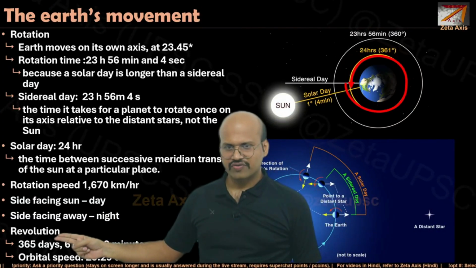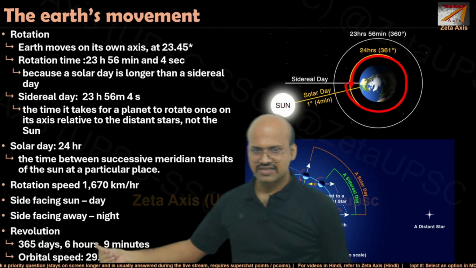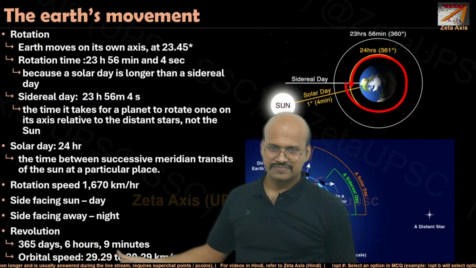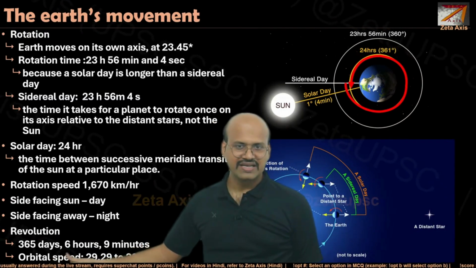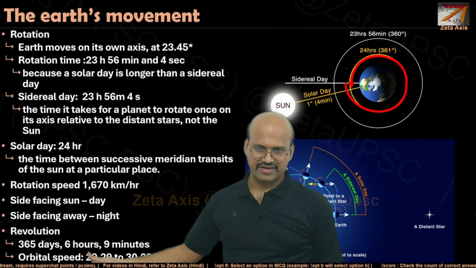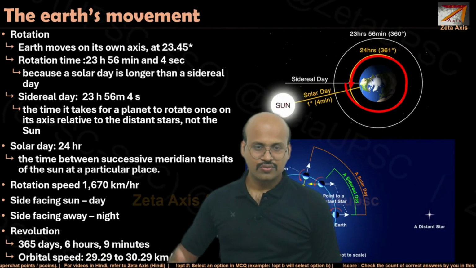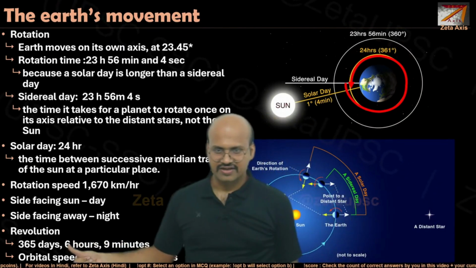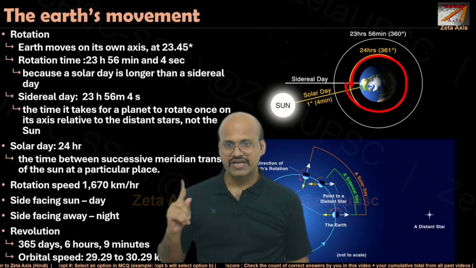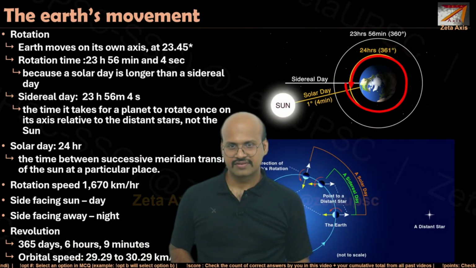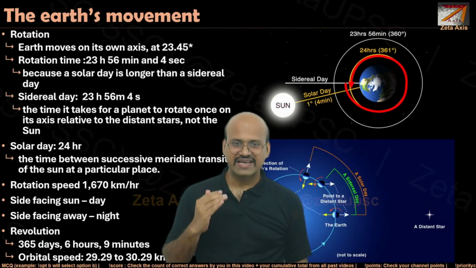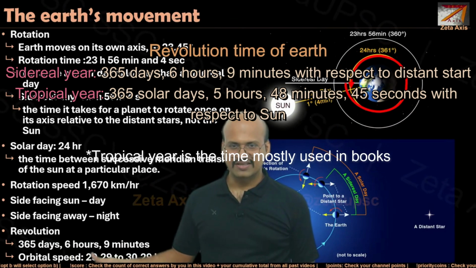If we talk about revolution, it takes 365 days, 6 hours and 9 minutes. Now, this is a very well known term. That is why we have our leap day. So if you see, this is our 6 hours extra. Because it is 6 hours extra, if we multiply it 4 times, it will make one complete day. And that is why after 4 years, we add an extra day for compensating these 6 hours.